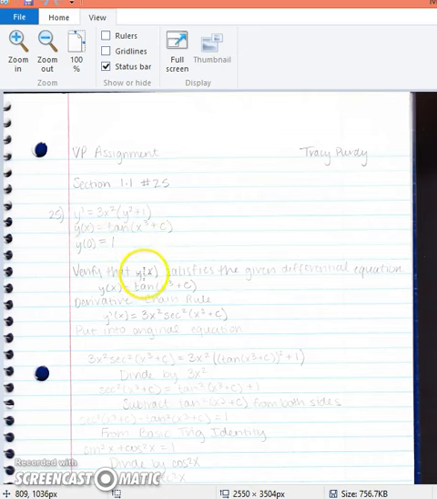First, we had to verify that y of x satisfies the given differential equation. So this is the equation it gives you. I derived it using the chain rule, and I got 3x squared secant squared of the quantity of x cubed plus c. So then I put this equation into the original differential equation that's up here. So I got 3x squared secant squared of x cubed plus c equals 3x squared of the quantity of tangent x cubed plus c, squared plus 1.